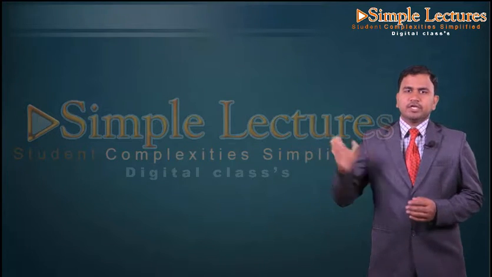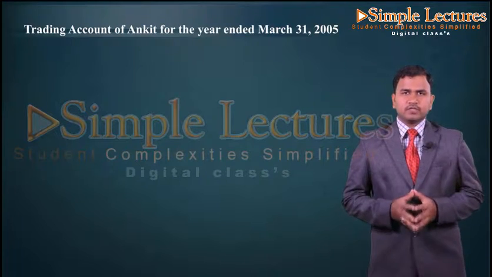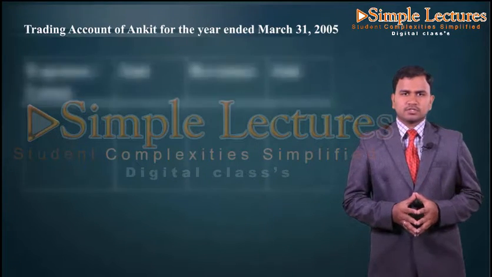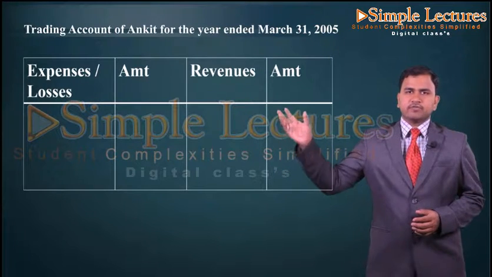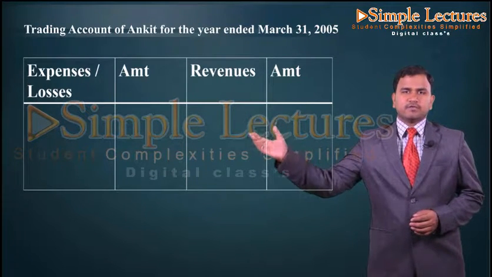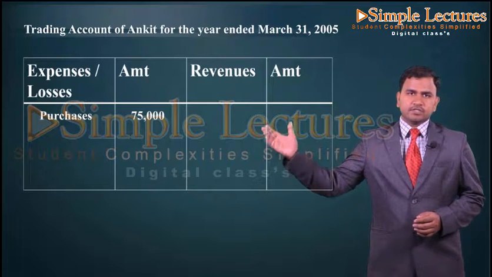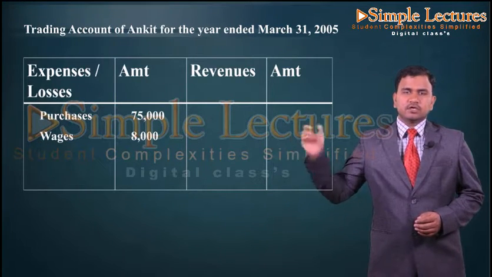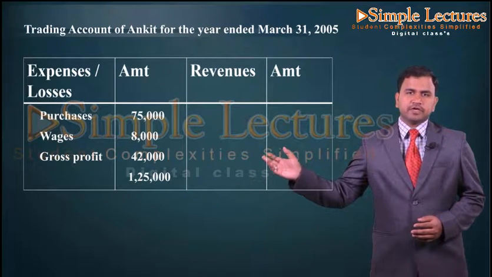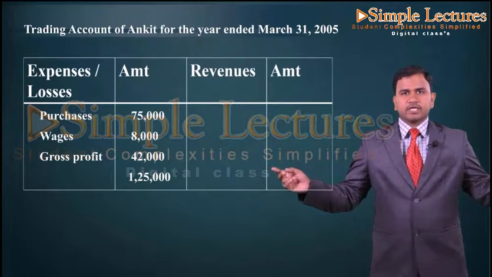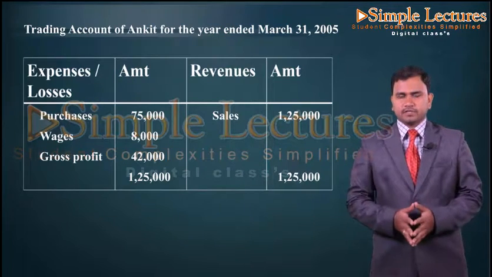Coming to the trading account of Ankit for the year ended 31st March 2005, we have the following entries here. On the debit side, we record the expenses and losses: purchases 75,000, wages 8,000, gross profit 42,000, and the total of the debit side is 1,25,000. And on the credit side again, we have sales 1,25,000.